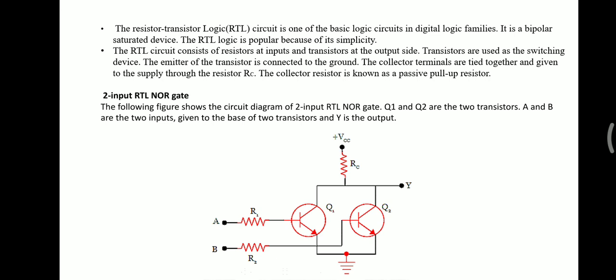Here the diagram of the two input RTL NOR gate transistor circuit is shown. As I have told you, we have two resistors on the input side, and the transistors deliver the output, that is Y. It is taken from the collector region of the two transistors. I have assigned the two transistors as Q1 and Q2, and A and B are the two inputs given to the bases of the two transistors, and Y is the output.